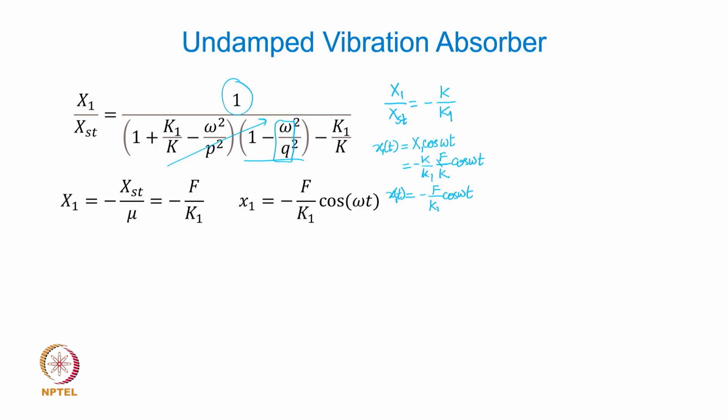This is the dynamic response of the, sorry, this is not x, this is x1, I must write. Okay, the response of the absorber, the second system that you are attaching to the primary system. And so, okay, let me write this a little more clearly, minus F over K1 cos omega t. Please make a note that it is negative.